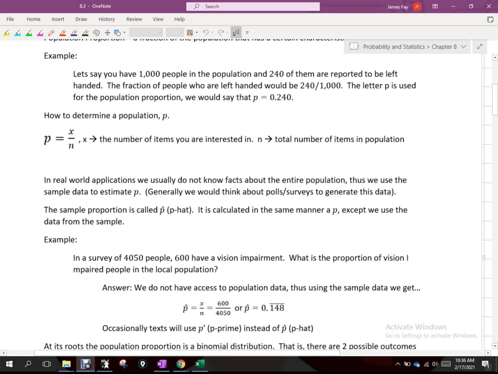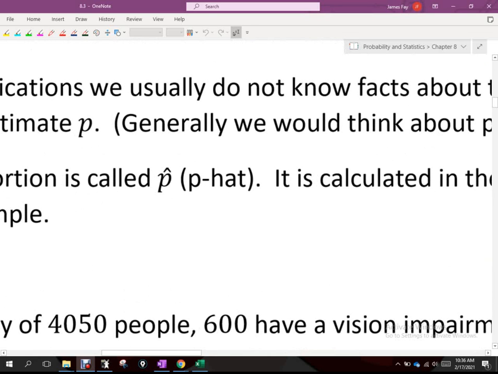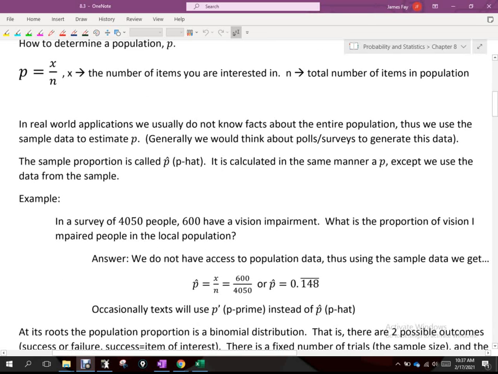The sample proportion is called P, and if you look at this, it's got a little caret symbol on top of it. We read that P hat. It's calculated in the same manner as P, except we use the data from the sample. So X will be the items of interest in the sample, and then N, the denominator, will be how many objects were in the sample.